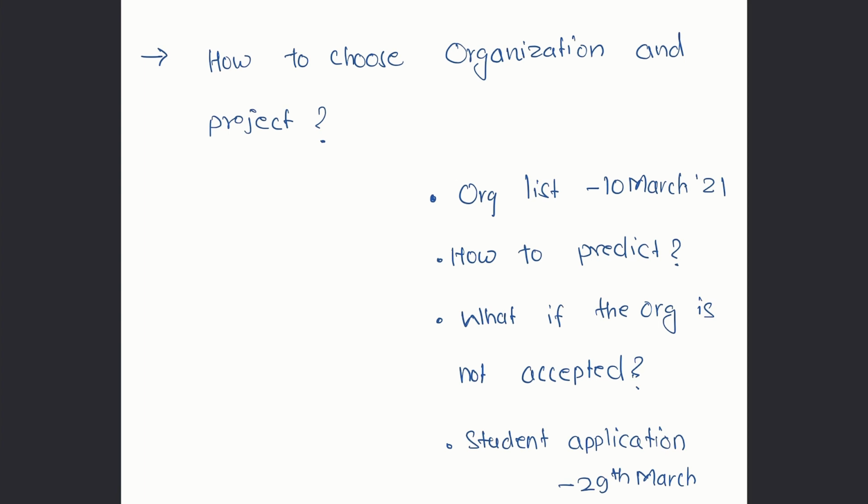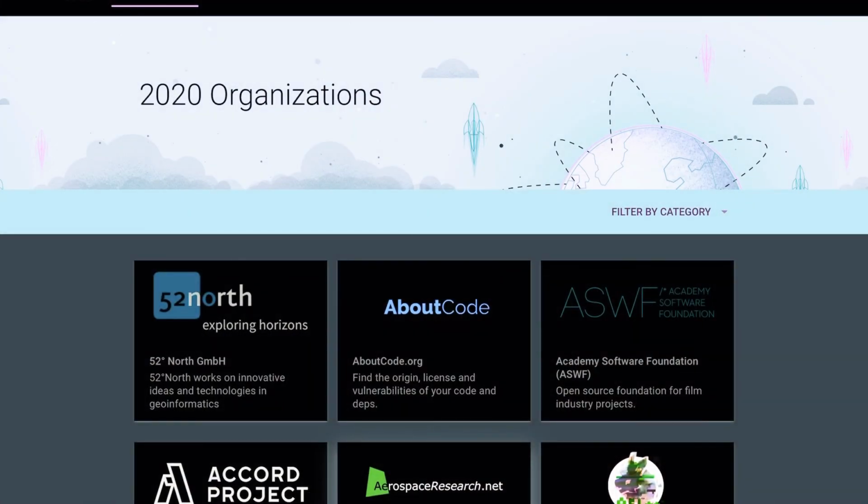And next question, how to choose organization and project. Yeah, this is the hard part. I talked about this in last video. We have a bunch of organizations every year, around 200 organizations I think get selected. And yeah, so you have to understand your interest area. So let me tell you. This is last year's organization list.